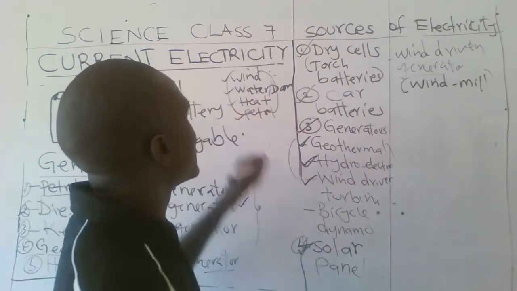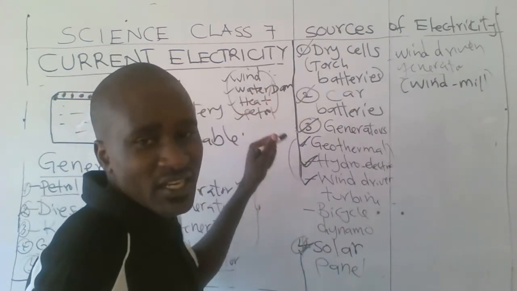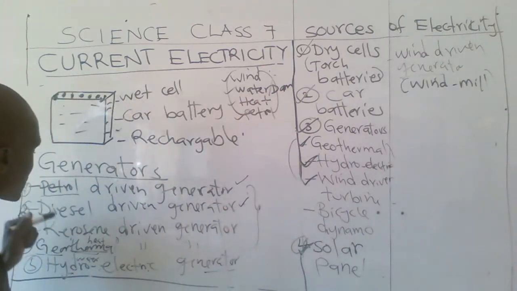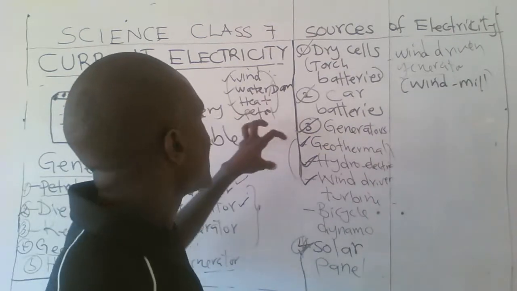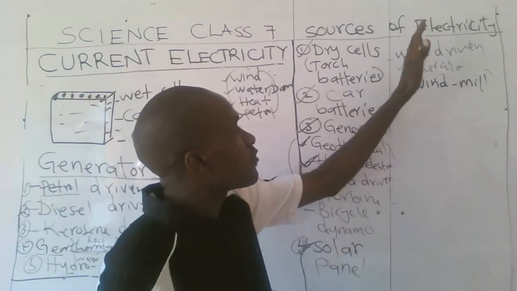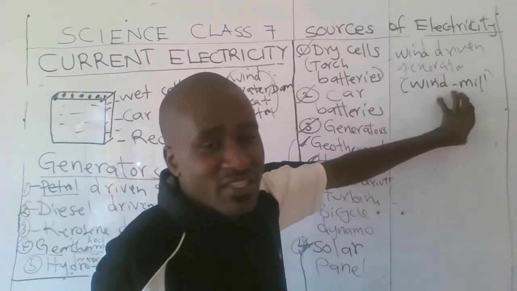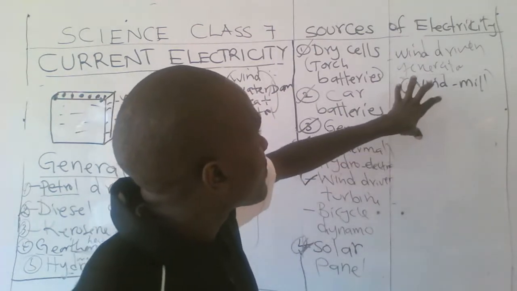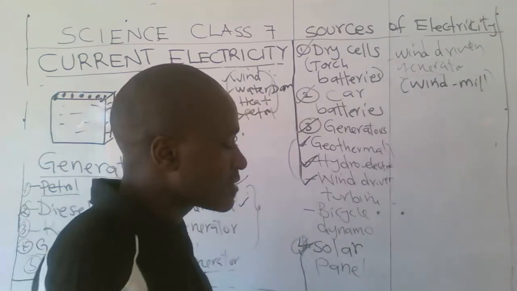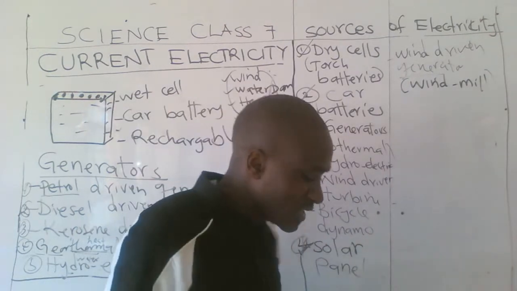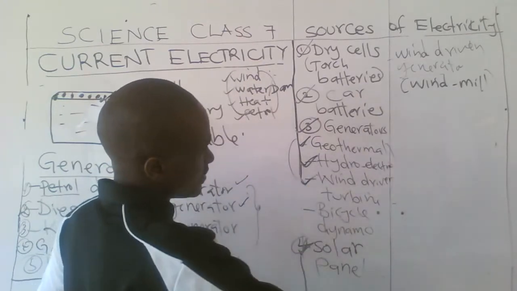What produces electricity? A generator run by water. A generator run by heat. A generator run by petrol. A generator run by kerosene. A generator run by diesel. Those are the things which produce electricity. So when you talk of a wind-driven generator, it's the generator run by wind that produces electricity here. And now we'll have current electricity. The work of the wind is just to run the turbine, and the turbine in the generator produces electricity. And now we are done with the generators.